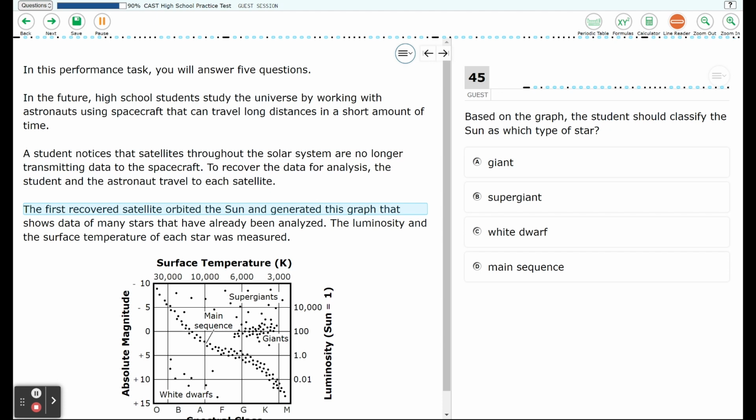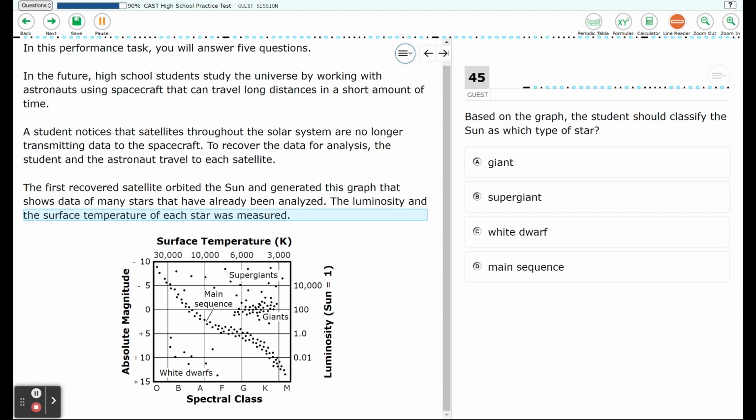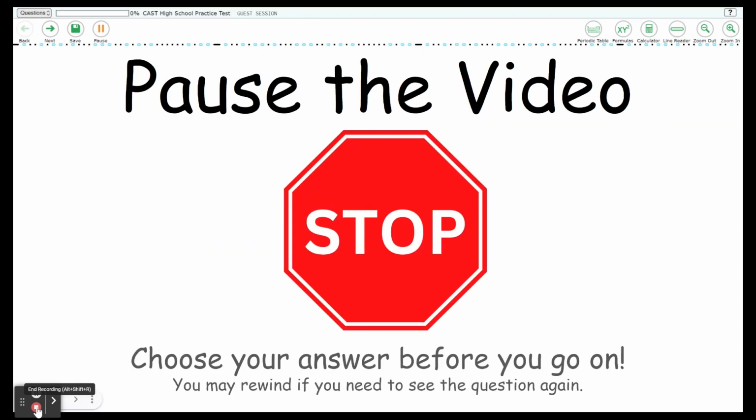The first recovered satellite orbited the Sun and generated this graph that shows data of many stars that have already been analyzed. The luminosity and the surface temperature of each star was measured. And we see the graph right here. Based on the graph, the student should classify the Sun as which type of star? A, giant, B, supergiant, C, white dwarf, D, main sequence. Go ahead and pause the video and select your answer now.